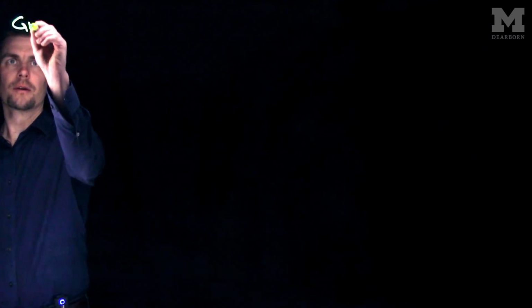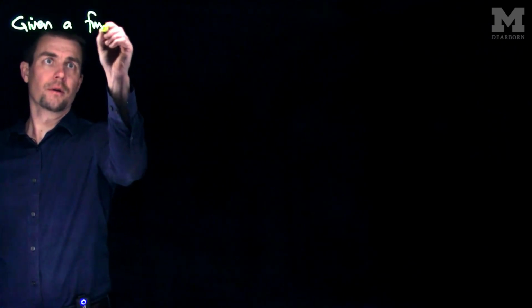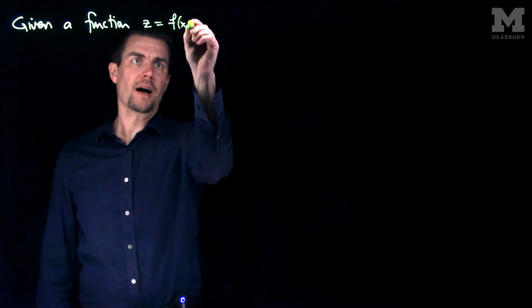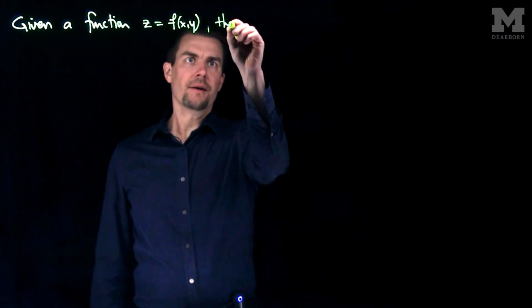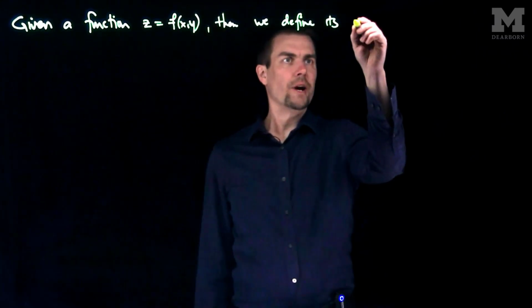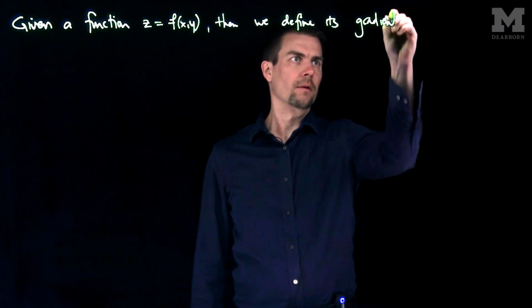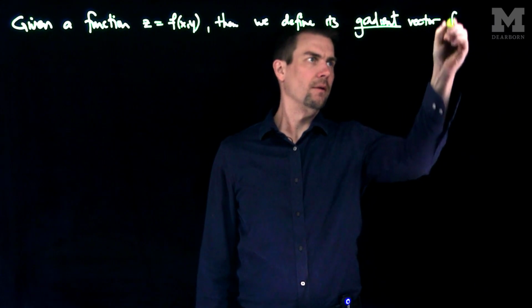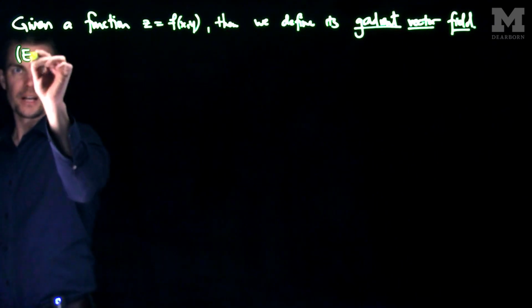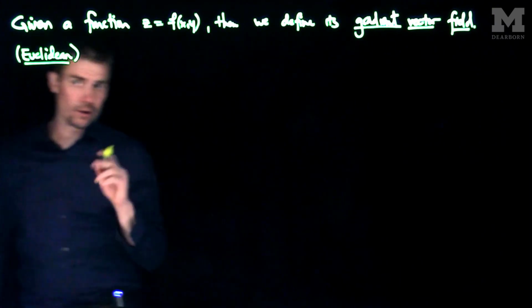Hello students, in this video we'll introduce the gradient vector for a scalar function. If we're given a function z equals f of x, y, then we define its gradient vector field. More specifically, it's Euclidean because this is the representation of the gradient vector field that only holds in Euclidean or Cartesian coordinates.